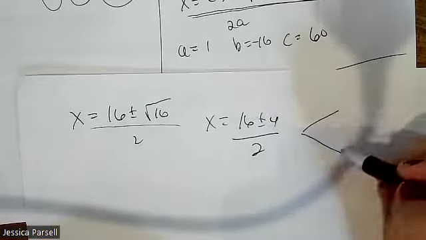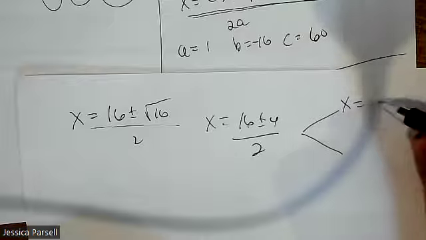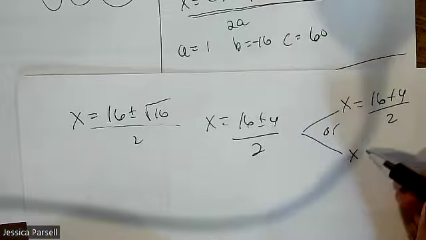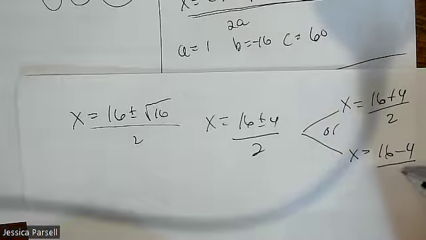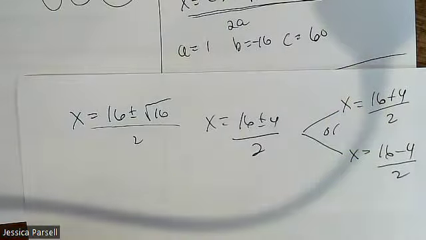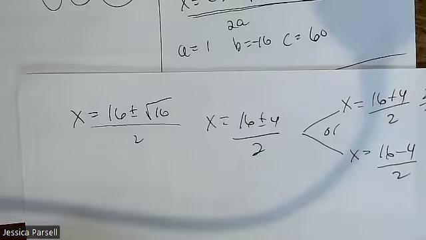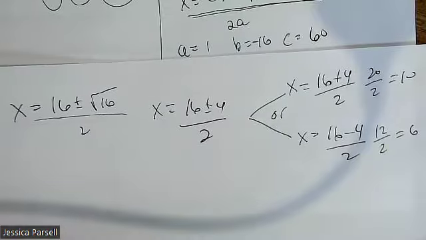So we're going to break this off into 2 pieces. X is equal to 16 plus 4 divided by 2, or X is equal to 16 minus 4 divided by 2. All right, so 16 plus 4 is 20 divided by 2 equals 10. And 16 minus 4 is 12. 12 divided by 2 is 6. So 10 and 6, oopsie, sorry about that. 10 and 6 are 2 answers.